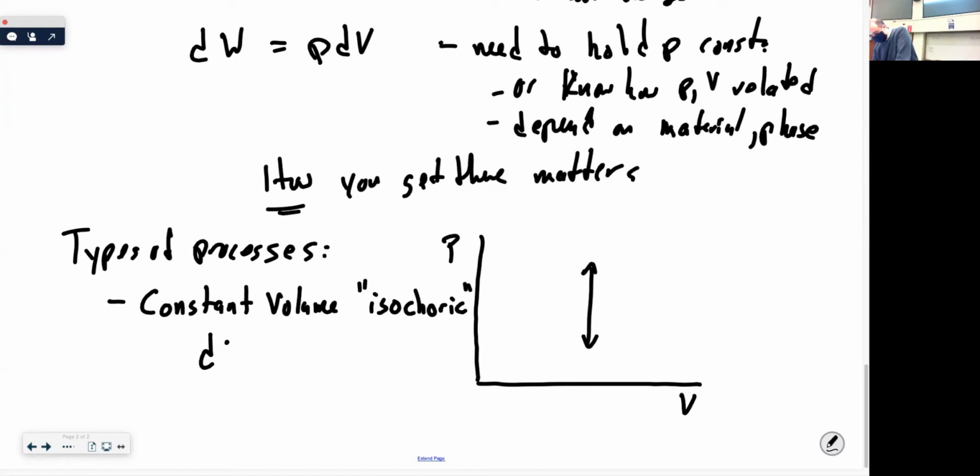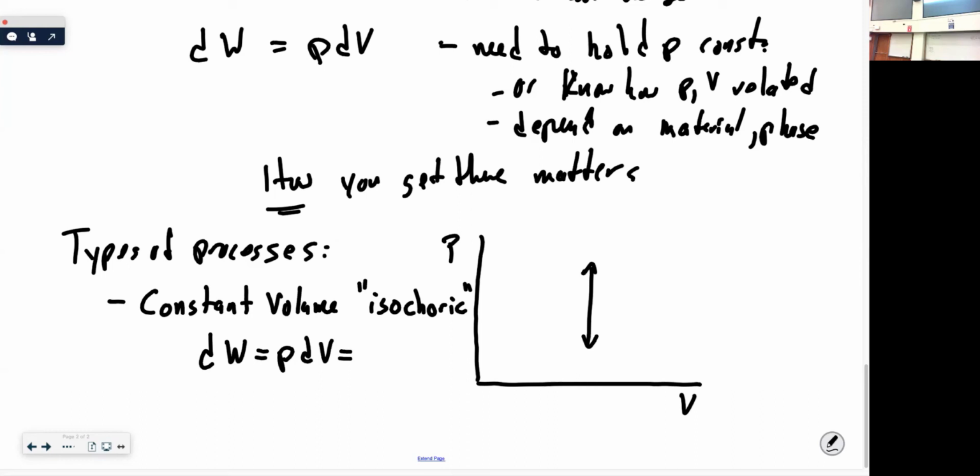What is, for instance, dW? We know that work is PdV. What is that for an isochoric process? V isn't changing. So you're going to integrate from one volume to another, and those two are going to be the same volumes. So what are you going to get? Almost. It's going to be 0, right?